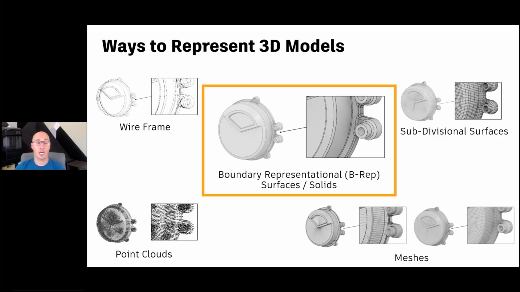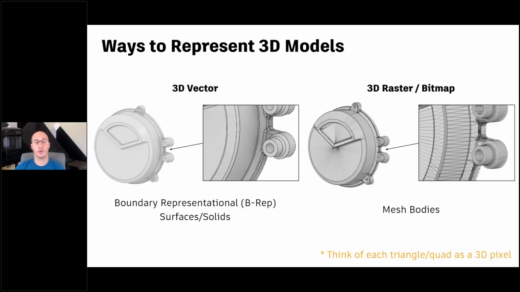There are, however, a lot of other ways you can represent geometry, like wireframe, point clouds, the mesh files we've been talking about, and even subdivisional surfaces. But I want you to think of them like this. I want you to think of the boundary representational surfaces or solids like a 3D vector, and I want you to think of the mesh files like a 3D raster or a 3D bitmap. And I want you to think of each of the triangles or the quads as a 3D pixel.